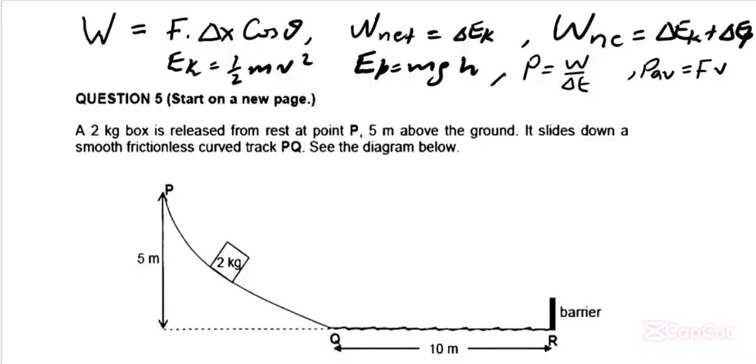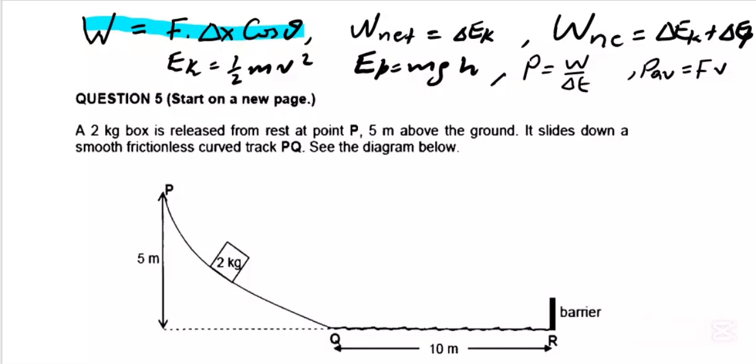Good day, learners. Let's quickly do this question. It is under work, energy, and power. So, we have formulas. This is the first formula. W represents the work done by a force over that time.